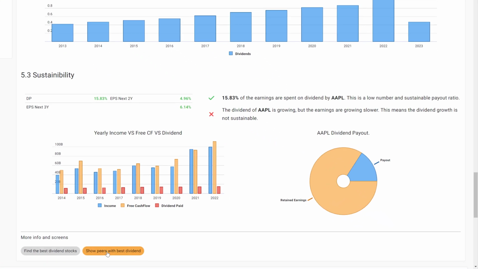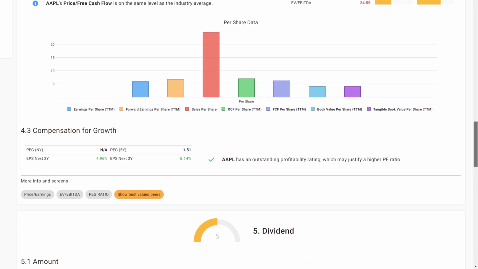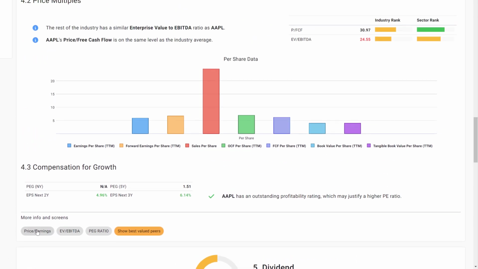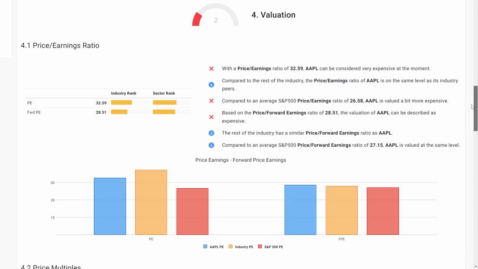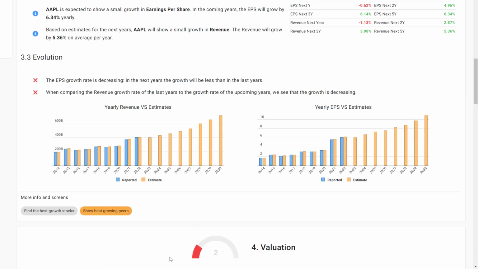Under each of these 5 components, you will find additional information about the ratios used. Very helpful also is the shortcut to industry peers who also score well for this specific component. And which component you focus more or less on depends largely on your strategy.